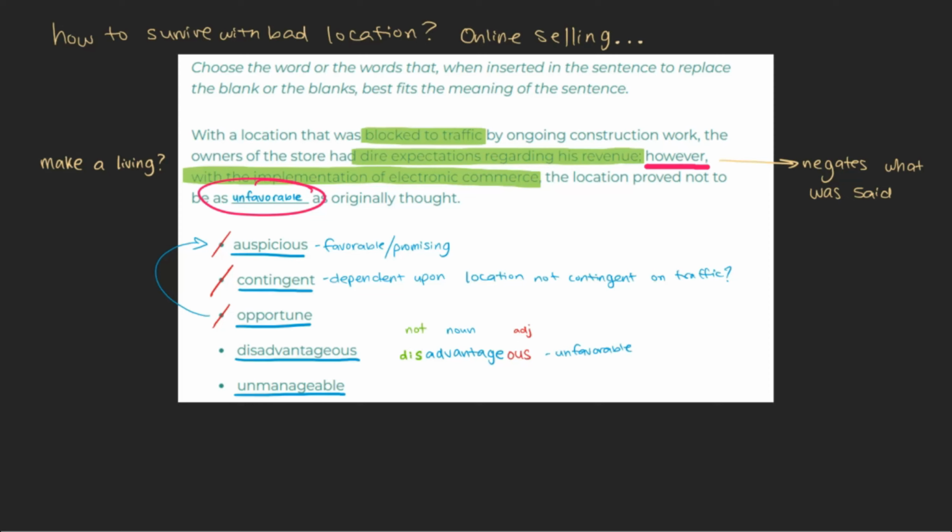E. Unmanageable. This choice is similar to contingent. Although an argument could be made that the store turned out to be less unmanageable than expected, it isn't as strong as choice D, especially considering the fact that the owner was never concerned about managing the store. It was more about revenue. This being the case, this choice can be marked off, and choice D, disadvantageous, can be marked as our final answer.